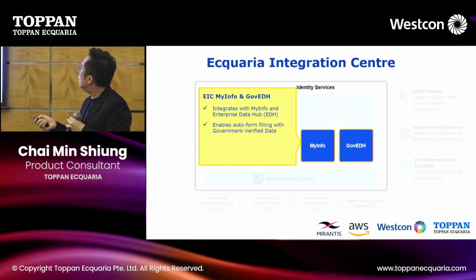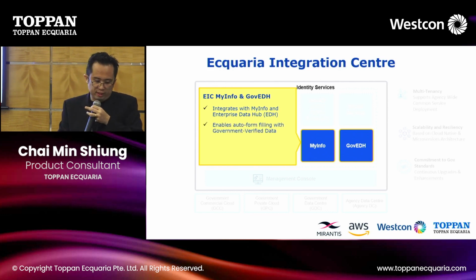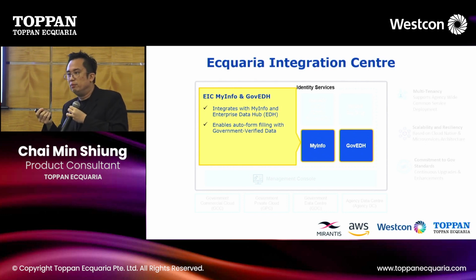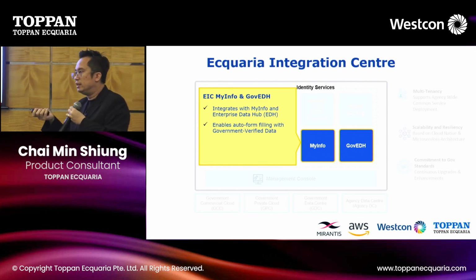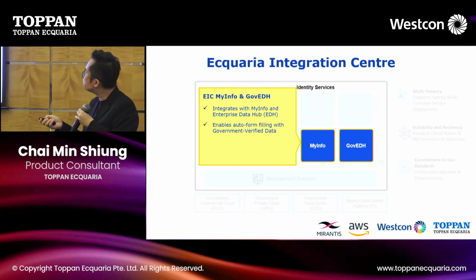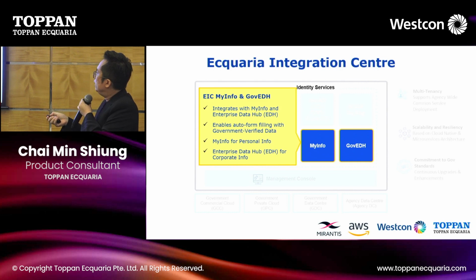So it enables auto form filling with government verified data. I think this cannot be stressed more. It's not just data from anywhere, it's government verified data. So you ensure that the data you're getting is actually from a reliable and verified source. The difference between MyInfo and Gov EDH is that MyInfo provides you with personal information for your forms. The EDH is for corporate info.